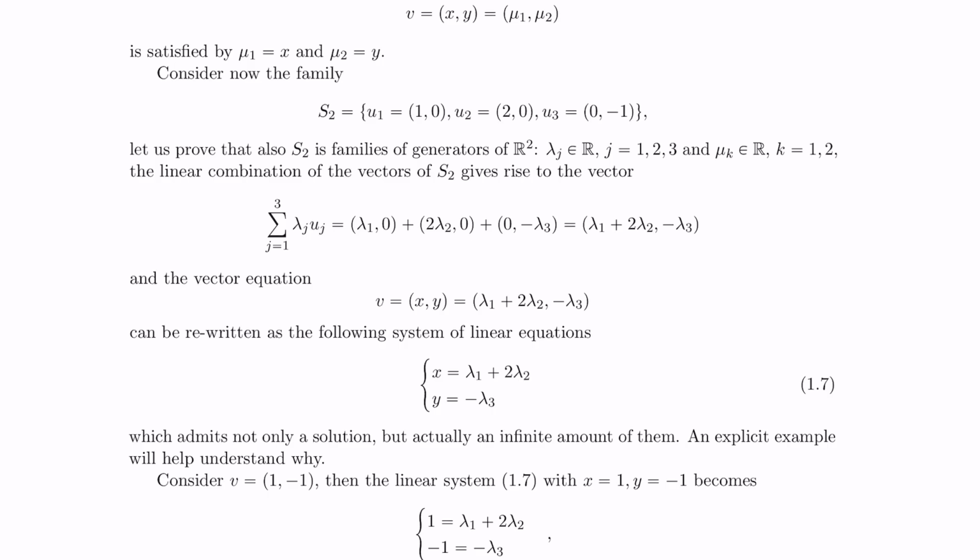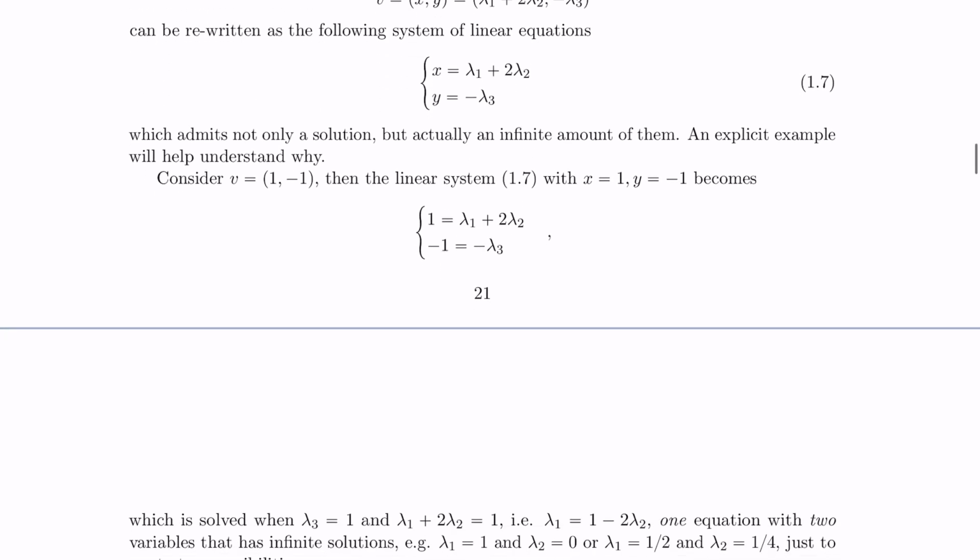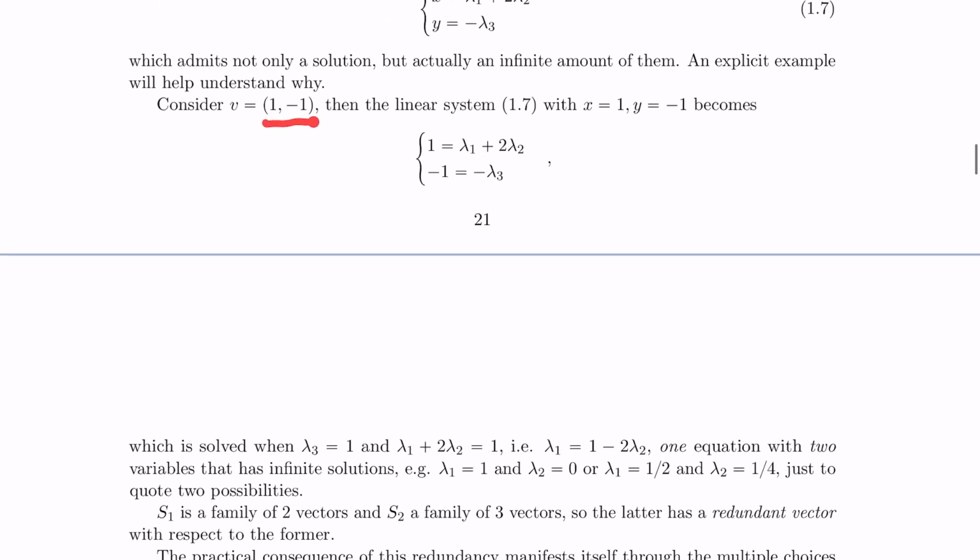However, I want to show you with an explicit example why we can say that this system of linear equations has an infinite amount of solutions. Consider the vector v equals (1, minus 1). This corresponds to the choice x equals 1 and y equals minus 1. The previous system becomes this one, and as you can see, the second equation is solved just by the unique value lambda 3 equals 1.